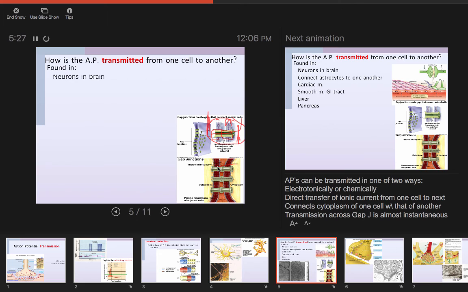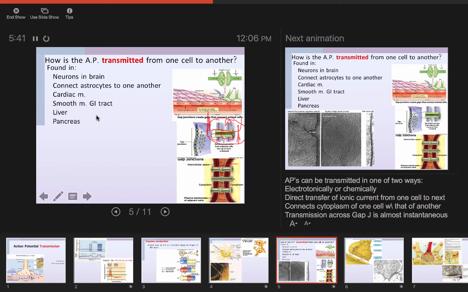Gap junctions are found throughout the body. We do find them in the brain and neurons, but they also connect astrocytes to one another in the brain. We find them in cardiac muscle, smooth muscle, the liver, and the pancreas. And here you can see gap junctions that connect smooth muscle so that all of these smooth muscle fibers contract very rapidly, one right after the other.